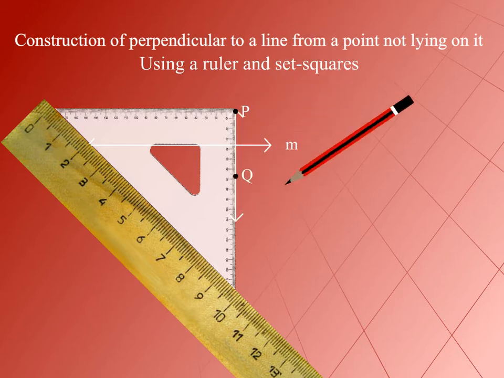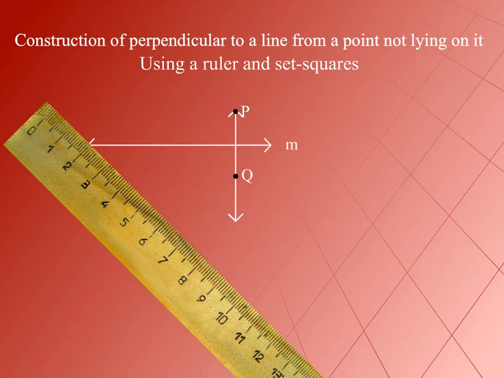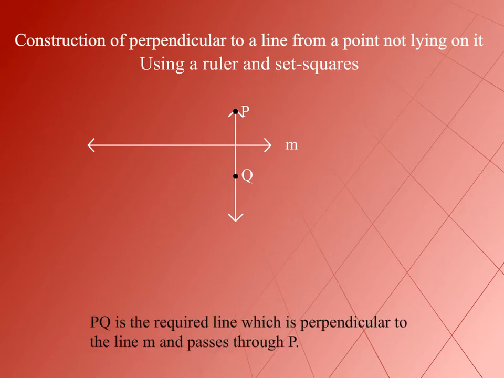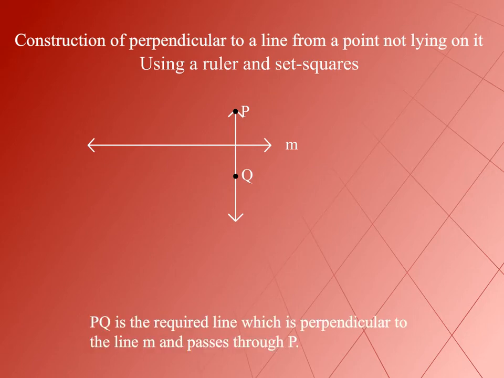Draw a line PQ along this arm through P as shown here. Remove the set square and the ruler. PQ is the required line which is perpendicular to the line M and passes through P.